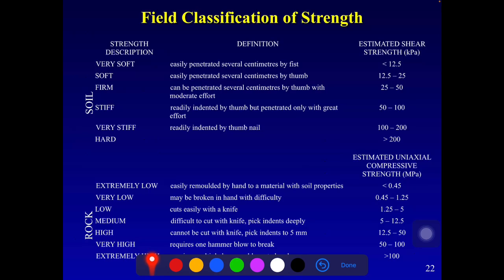Relate the field classification, the field strength in terms of the shear strength value and the UCS value with the strength description. So the definition: if the soil is very soft, it easily penetrates centimeter by fist. If soft, you can just penetrate it easily with your thumb. And if firm, you can use your thumb but with moderate effort to press the soil.